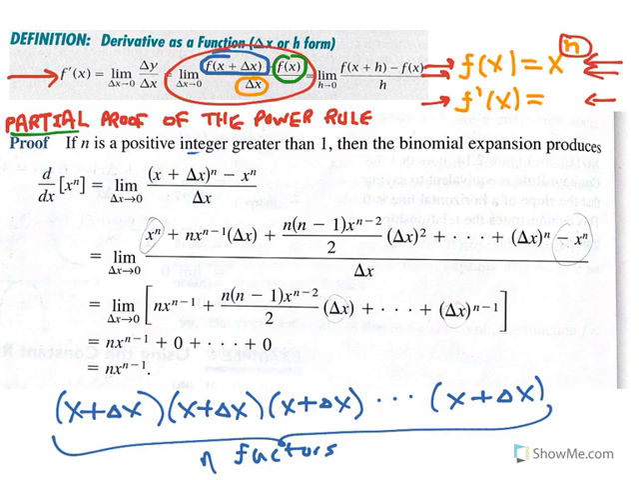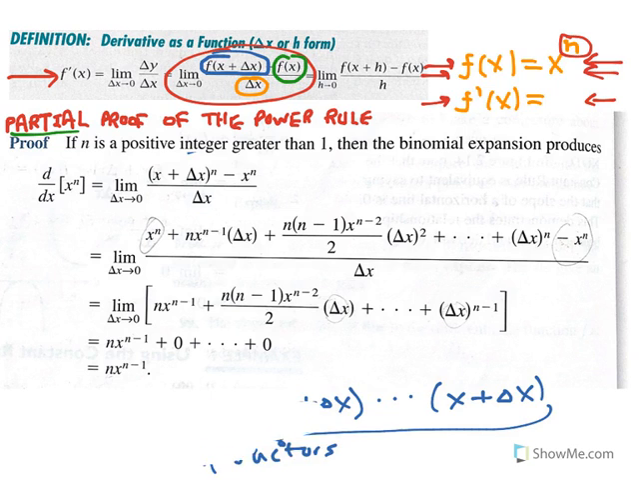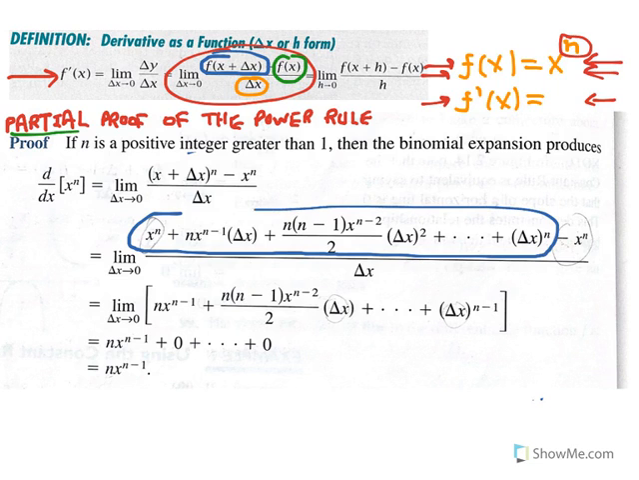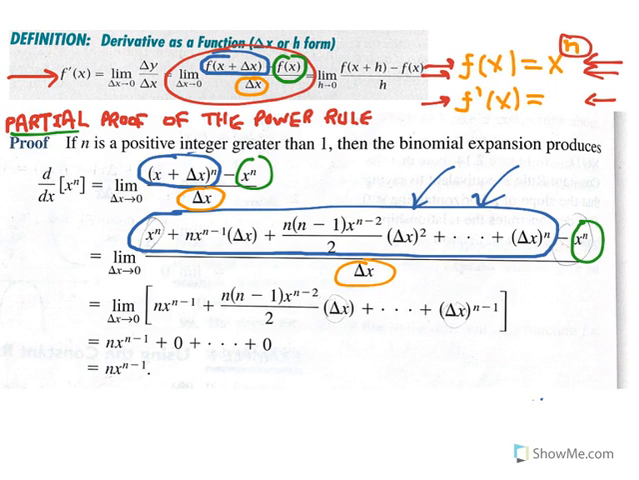There is a theorem in mathematics called the binomial theorem, and that is used to obtain what we have here. You may not have learned about that, but there is such a theorem. You can look it up if you'd like to. When you use the binomial theorem, you're able to expand x plus delta x to the n power and get what we have here. And then, of course, you have minus x to the n, divided by delta x. So we obtain what we have here in blue by using the binomial theorem.